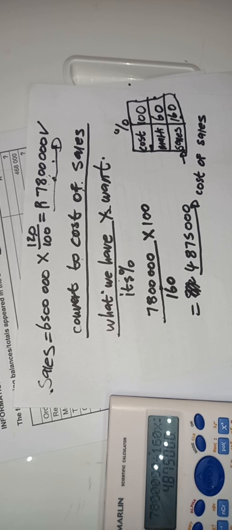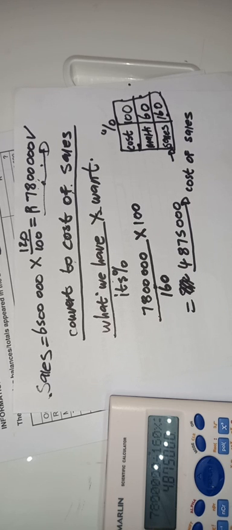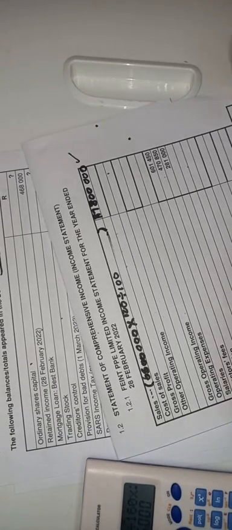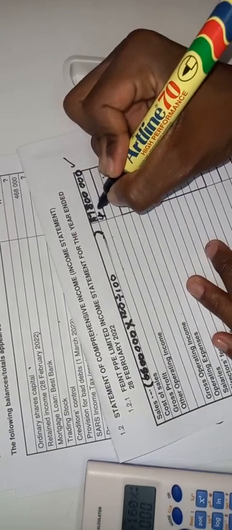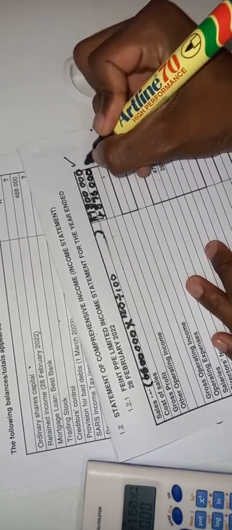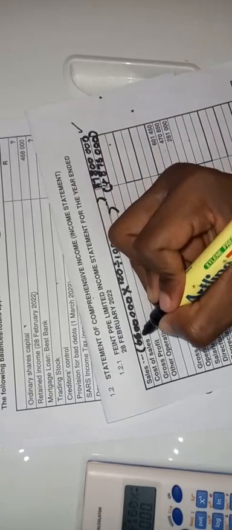Okay, we're moving. We found out that our cost is 4,875,000. So we're going to put it in our formula and in our answer book. So our cost of sales is 4,875,000. Remember, cost of sales is always in brackets. Don't forget to show how you got it.